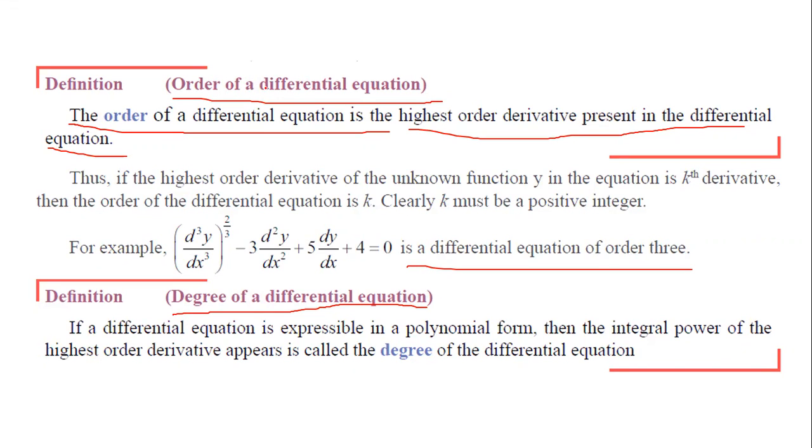If a differential equation is expressible in polynomial form, then the integral power of the highest order derivative is called the degree of the differential equation. Here the whole power 2 by 3 is there. For d cube y by dx cube, the order is 3, the degree is 2 by 3, but a degree of 2 by 3 is meaningless. The degree should be an integer, so you have to convert it into an integer degree. Otherwise, we are not able to define the degree of the differential equation.